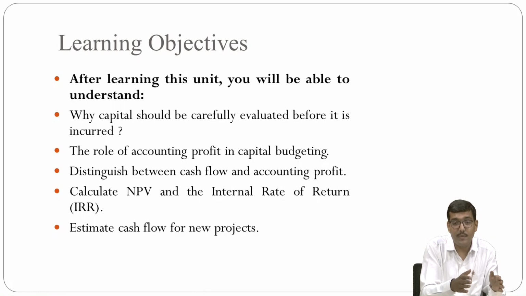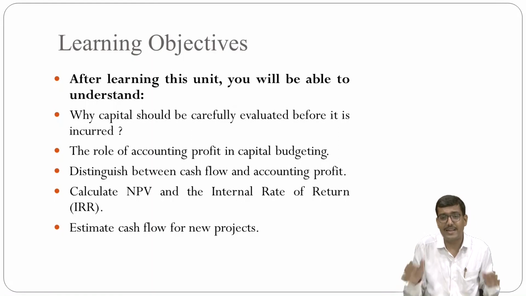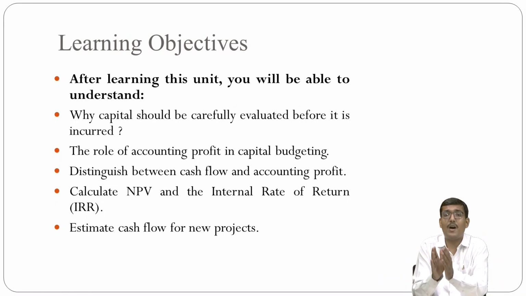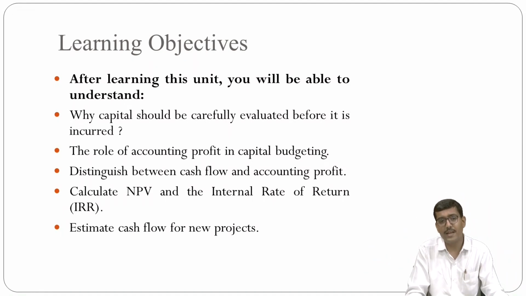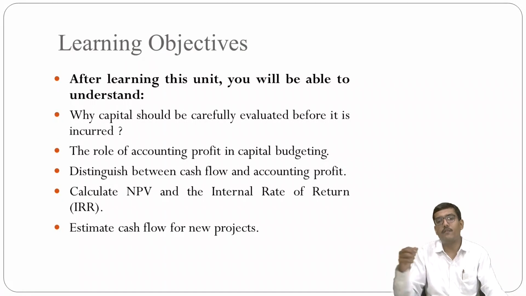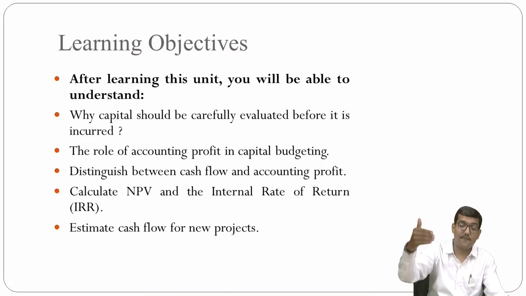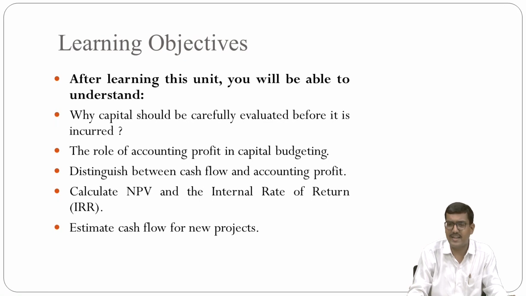Then you will distinguish between cash flow and accounting profit. As we discussed, there are different types of profits, such as accounting profit, capital profit and revenue profit. But ultimately you evaluate yourself by distinguishing between cash flow and accounting profit. Then calculate net present value methods and internal rate of return. Then estimate the cash flow for new projects. So these are the different learning objectives. After learning this unit, you will be able to understand these points. Is it clear, my dear friends?